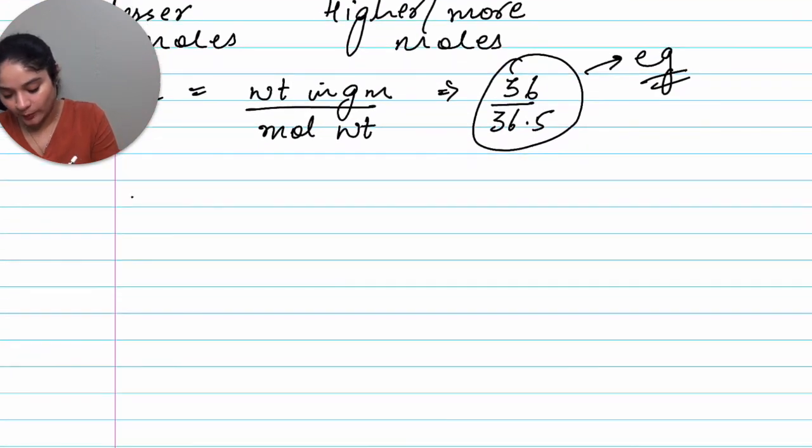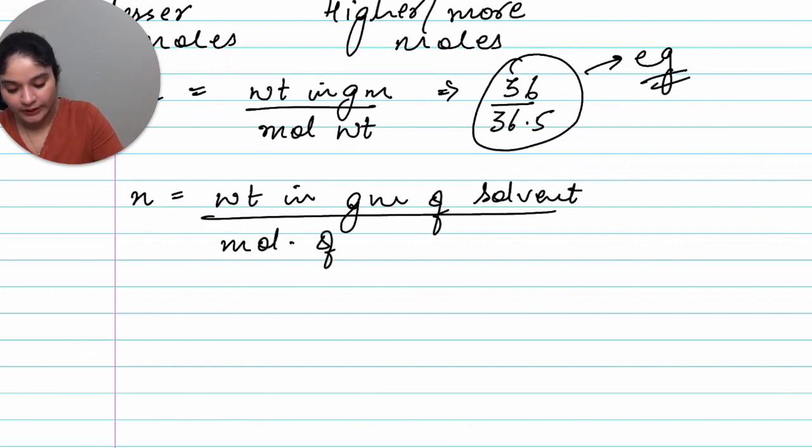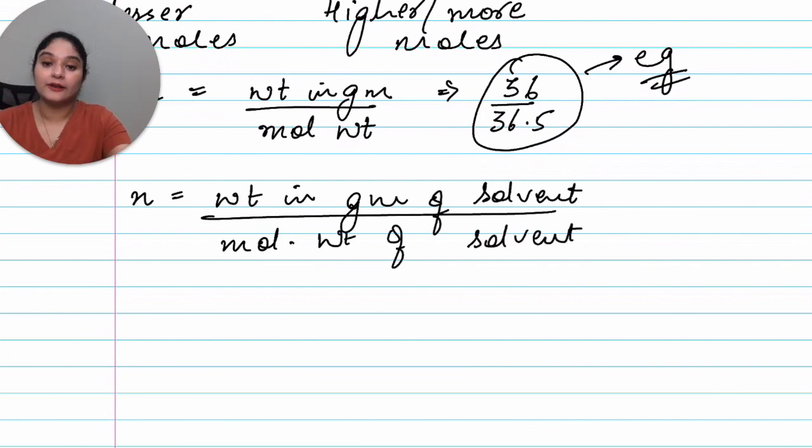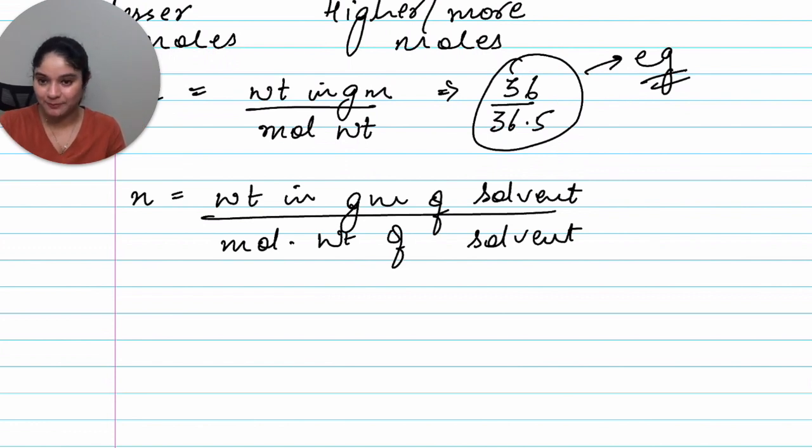Now let's write this formula properly. So n is weight in grams of solvent divided by the molecular weight of solvent. It has to be of that specific substance only. So if you're talking about solute, number of moles will be equal to weight in grams of solute divided by the molecular weight of solute. Whatever you're trying to calculate the moles for, that is the information that you will be using in the formula. Okay, students?